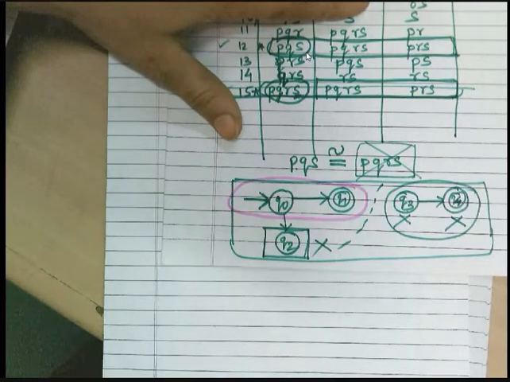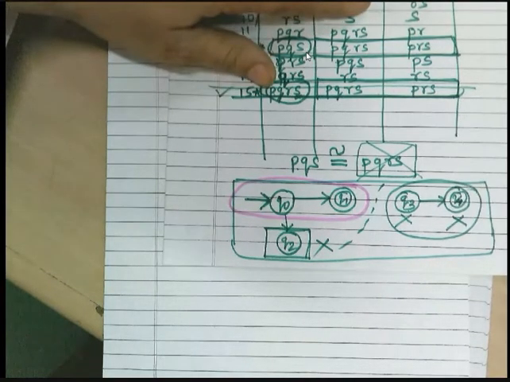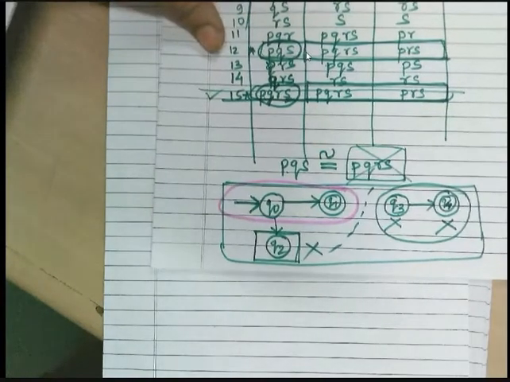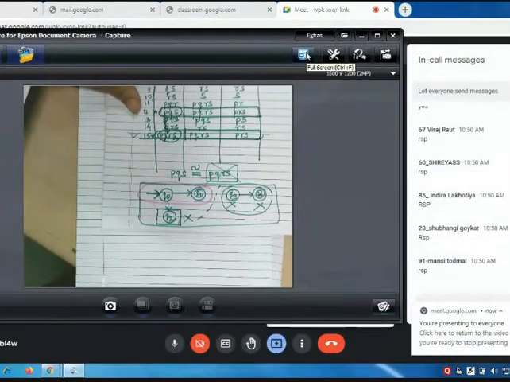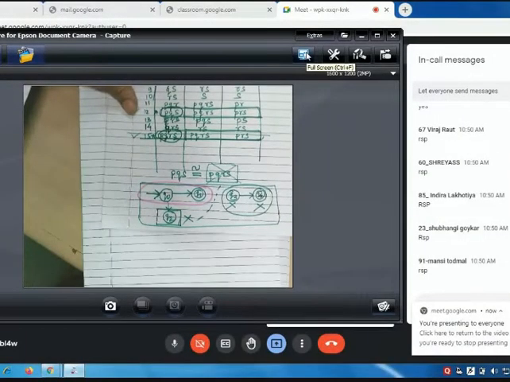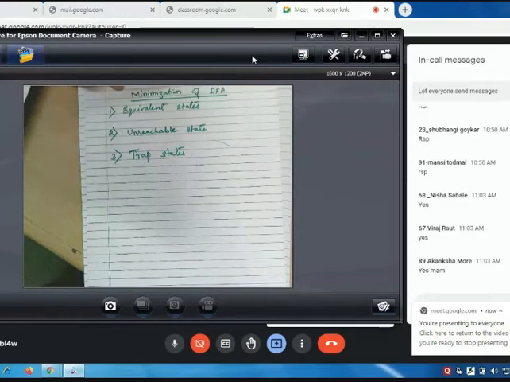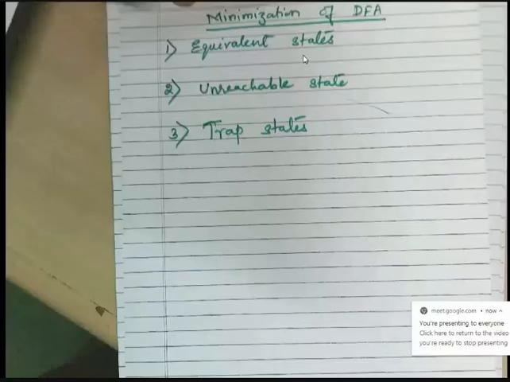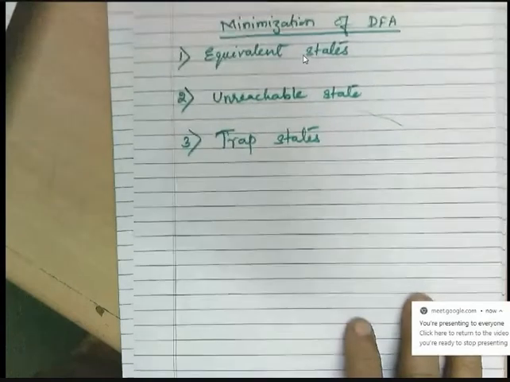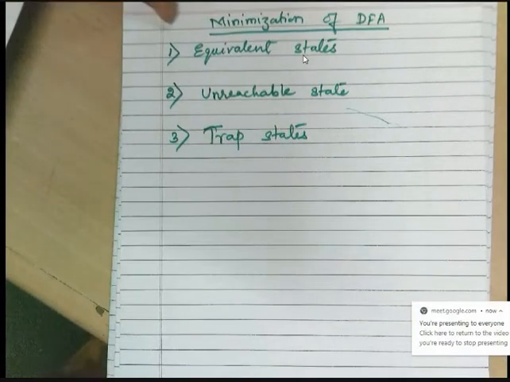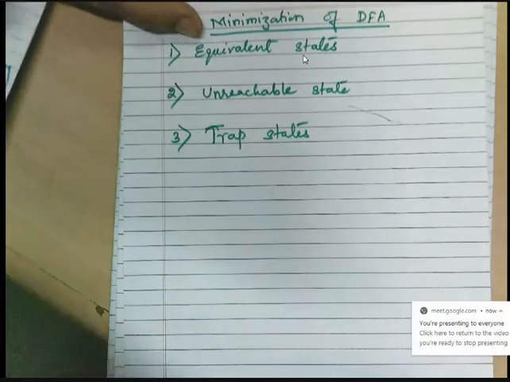The unreachable states, trap states as well as the equivalent states should all be cut down and minimized, and whatever remains will be called your final minimized DFA. So the concept is clear. What is the meaning of minimization and what should we do? We should try to minimize the given DFA by removing the equivalent states, the unreachable states, and the trap states.